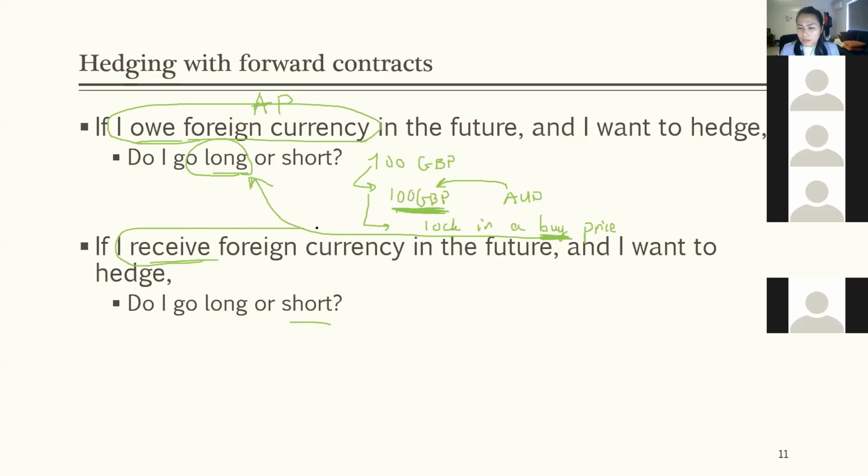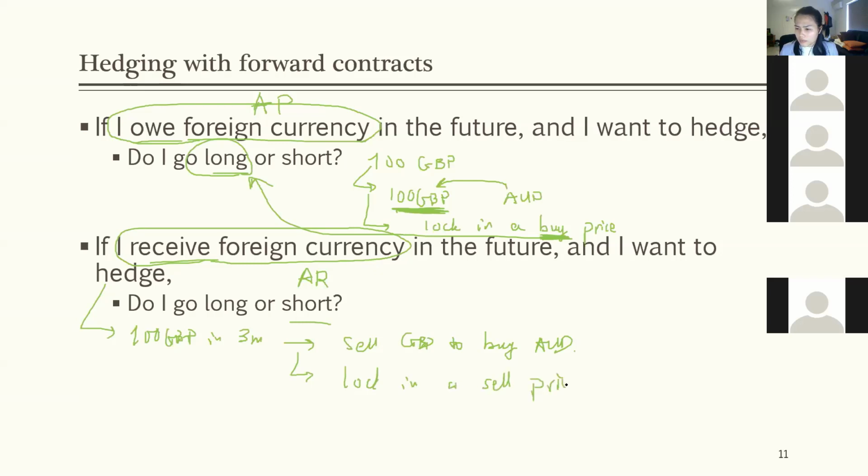Similarly, if I think about receiving money from someone else in the future, so in this case, I've got an account receivable, okay? So if my trade partner is going to pay me £100 in 3 months, when I receive that money, of course, I have to convert it back into the AUD so that I can use it. So in the future, when I receive this much, I'm going to be selling the pounds to buy my domestic currency, which is the AUD, okay? So here I want to lock in a sell price. So if I want to do so, I would be entering into a short forward, okay?